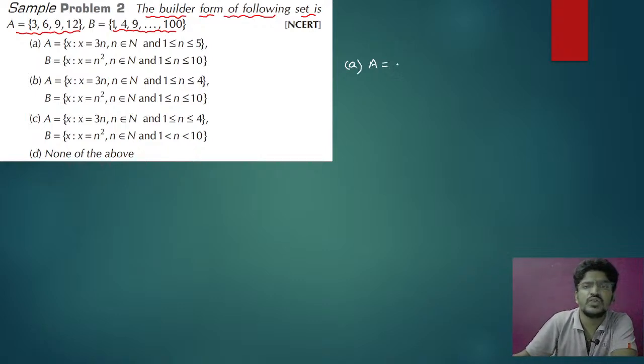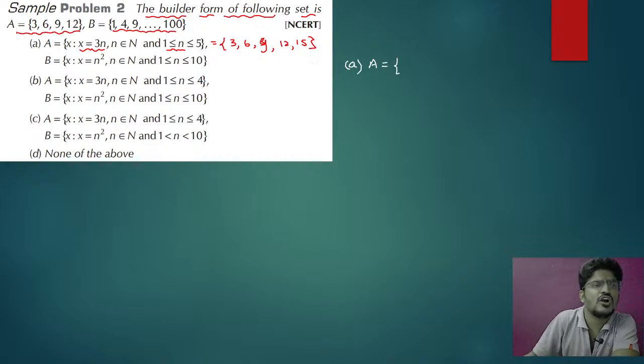So in option A you can see, x is such that x is equal to 3n, and n is in between 1 to 5. It is nothing but 3 into 1 is 3, 3 into 2 is 6, 3 into 3 is 9, 3 into 4 is 12, 3 into 5 is 15. Okay, but 15 is not present. So A is not your answer.